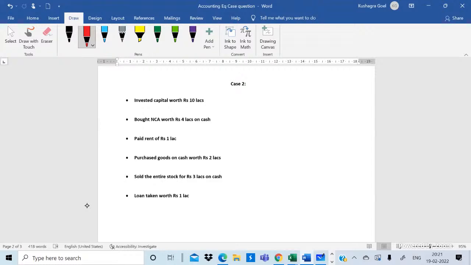Then you're saying you purchase goods worth 2 lakh on cash. So again, when you're purchasing goods, an asset in terms of stock will go up by 2 lakhs and the cash worth 2 lakhs will go out.